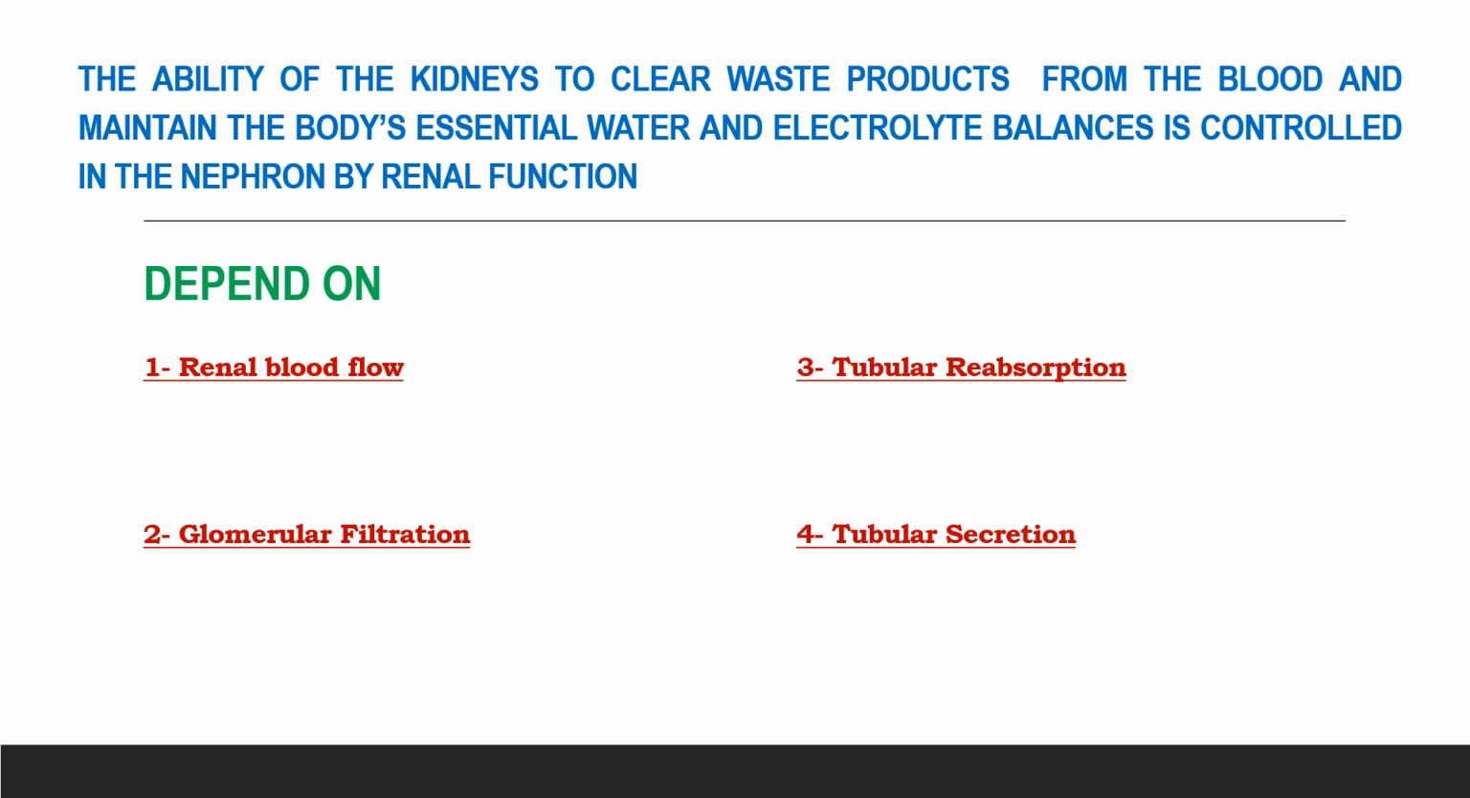The ability of the kidney to clear waste products from the blood and maintain the body's essential water and electrolyte balances is controlled in the nephron by renal function, which depends on four types of process. First, renal blood flow. Second, glomerular filtration. Third, tubular reabsorption. And the fourth, tubular secretion.